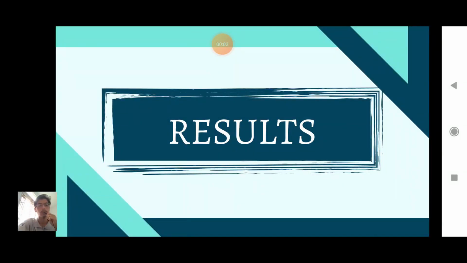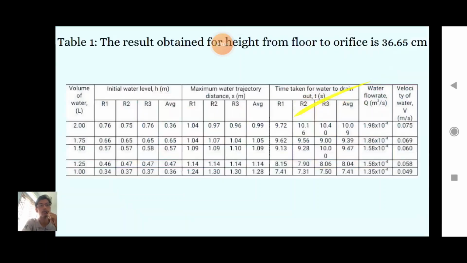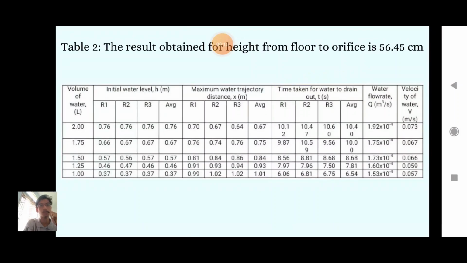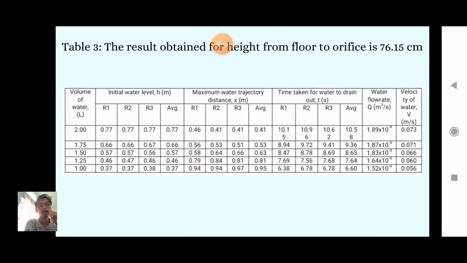Assalamualaikum. My name is Shafiq, and I will be presenting the results, discussion and conclusion. Table 1. The result obtained for height from floor to orifice is 36.65 cm. This is table 2. The result obtained for height from floor to orifice is 56.55 cm. Table 3. The result obtained for height from floor to orifice is 76.15 cm.